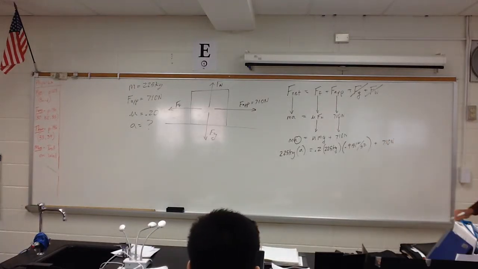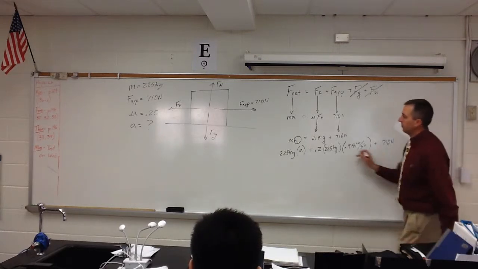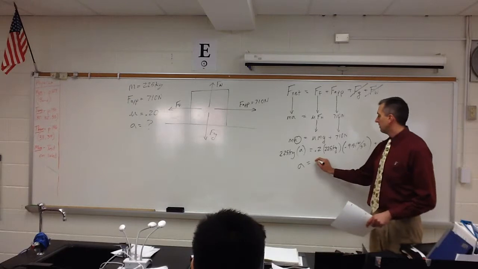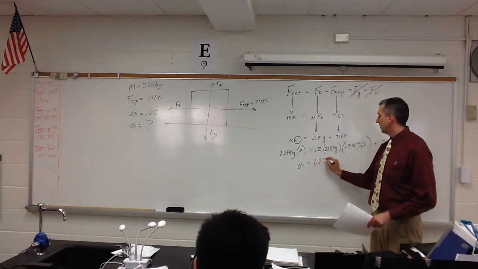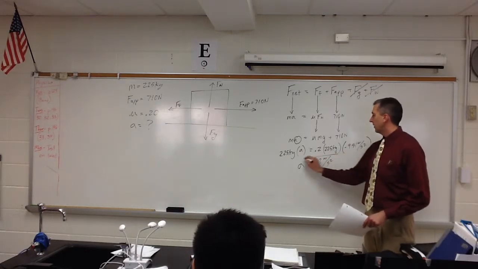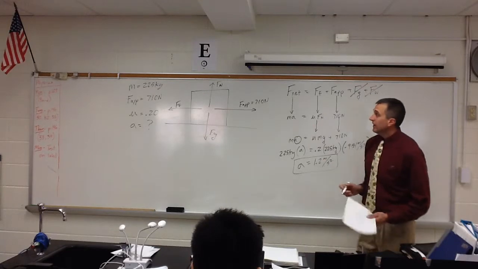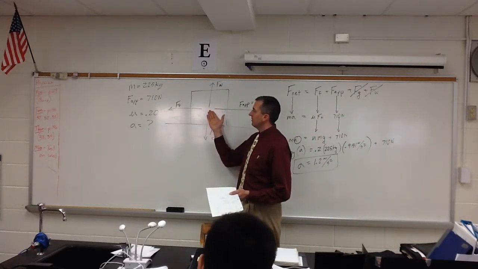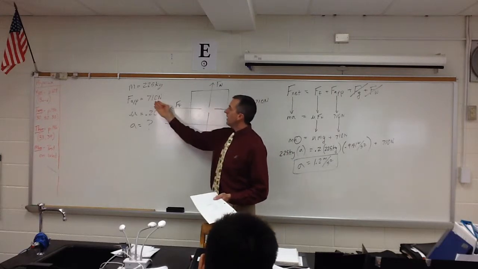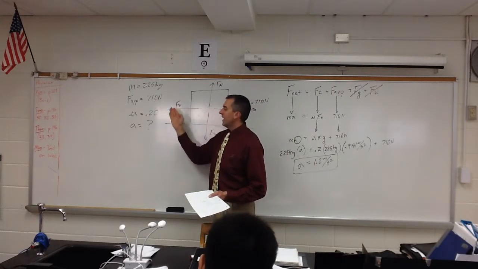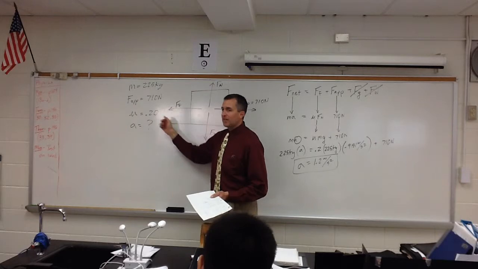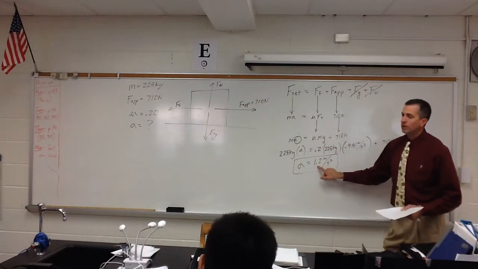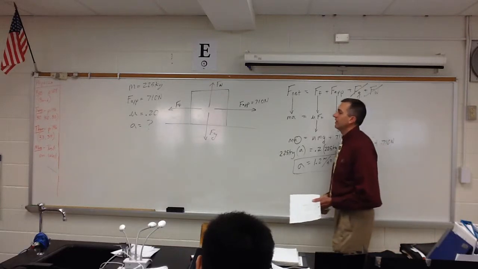Now through the magic of a calculator, we solve, and the acceleration comes out to be 1.2 meters per second squared. So what that says is if you had a crate that was 225 kilograms, and if you applied that force to it, and if there were that much friction, then this crate would start speeding up at an acceleration of 1.2 meters per second squared.